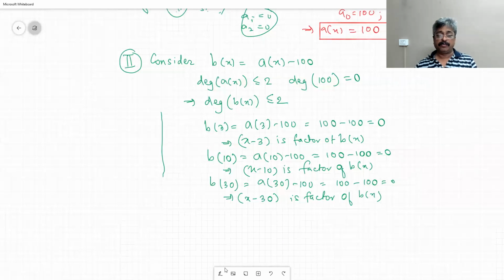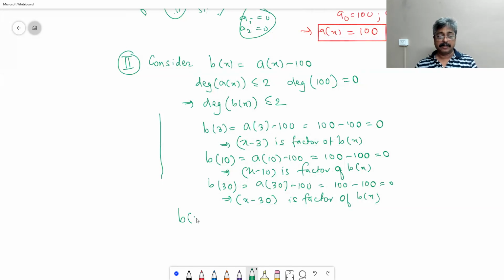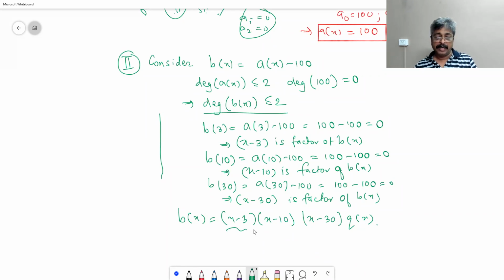Therefore, b of x is looking like x minus 3, x minus 10, x minus 30, q of x. Oh my god, the degree of b of x was less than or equal to 2, and you already ended up having 3 distinct factors.